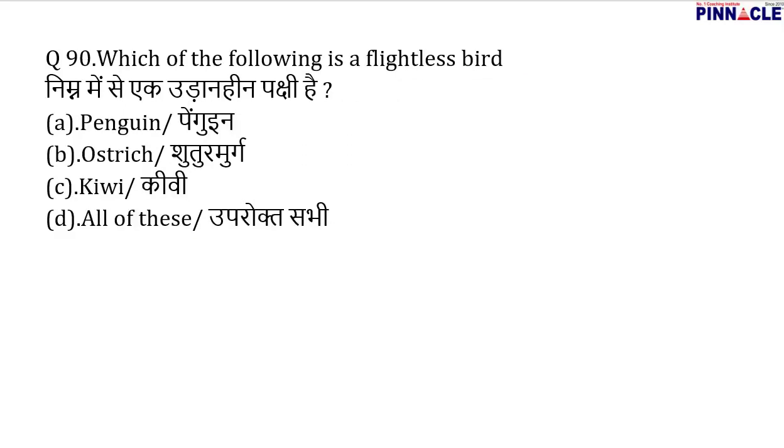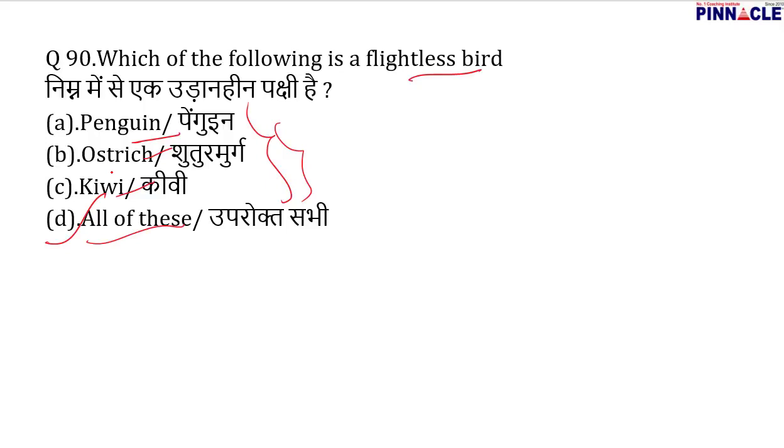Moving to question number 90, which of the following is a flightless bird? We have been given 4 options, and we have been asked which among these 4 is an example of a flightless bird, whether it's a penguin, an ostrich, or a kiwi. All 3 of them are examples of flightless birds. So option D, that is all of these, is the correct option.